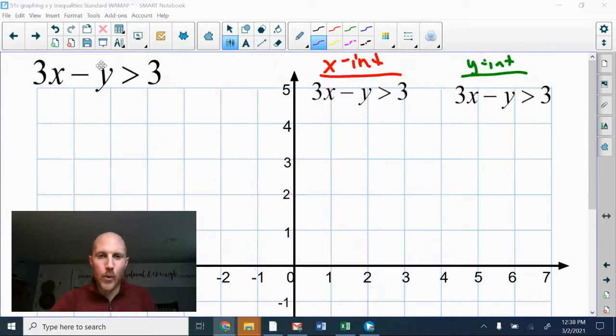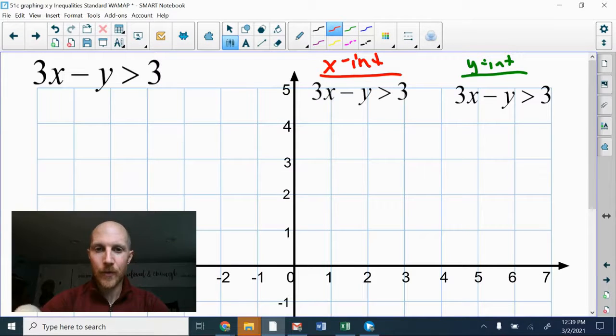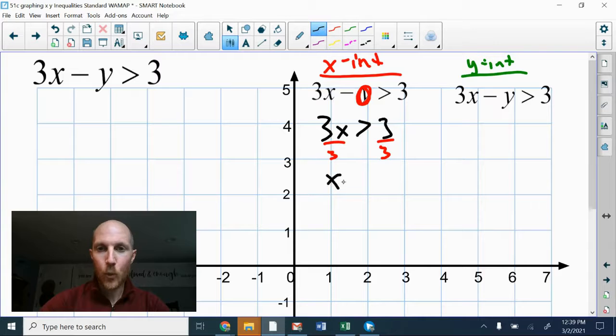All right, let's do one more example here. So 3x minus y is greater than 3. So we're going to find our intercepts again. I made copies of that equation again so I can work on the two intercepts separately. Let's do the red x-intercept first. I'm going to change the y into a 0, which means I'll have 3x is greater than 3. Divide both sides by 3. So final result, x is greater than 1. That's going to be my x-intercept.